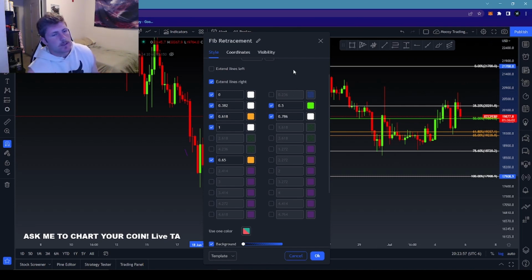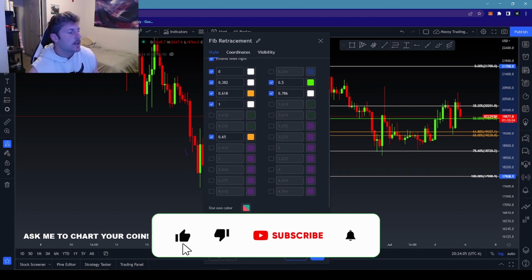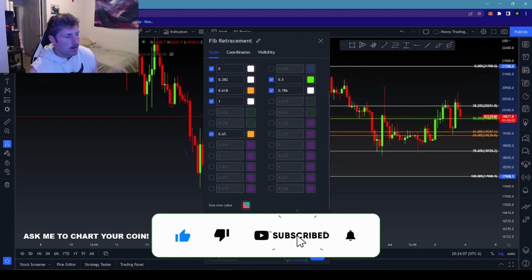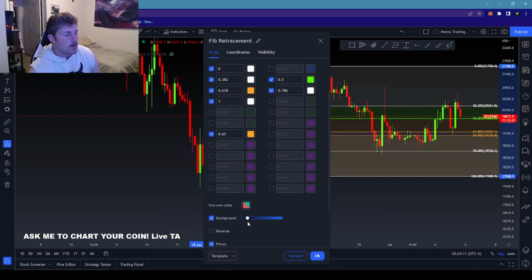The other two levels, which are my most important levels that I like to look at, are the 0.5 and the 0.786, which is my absolute favorite level. Now, I also took away my background because I don't like the background. If you have other stuff drawn in your chart, it just makes it messy.